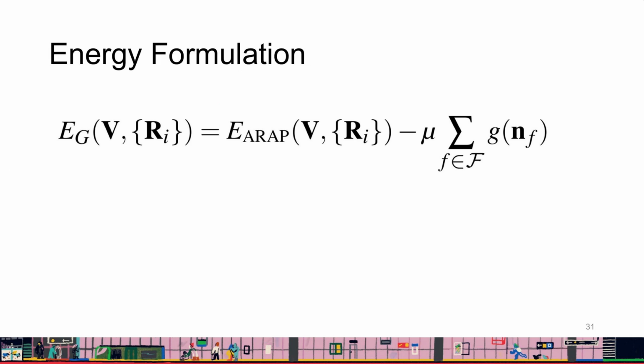This common method to optimize the as rigid as possible energy is fast to compute, and a similar scheme incorporating the regularization term containing the g function is desirable.